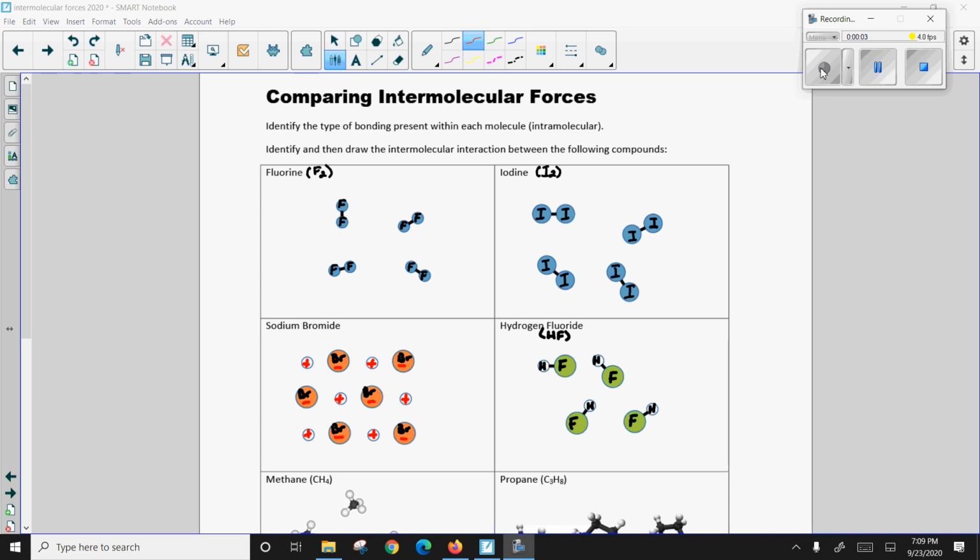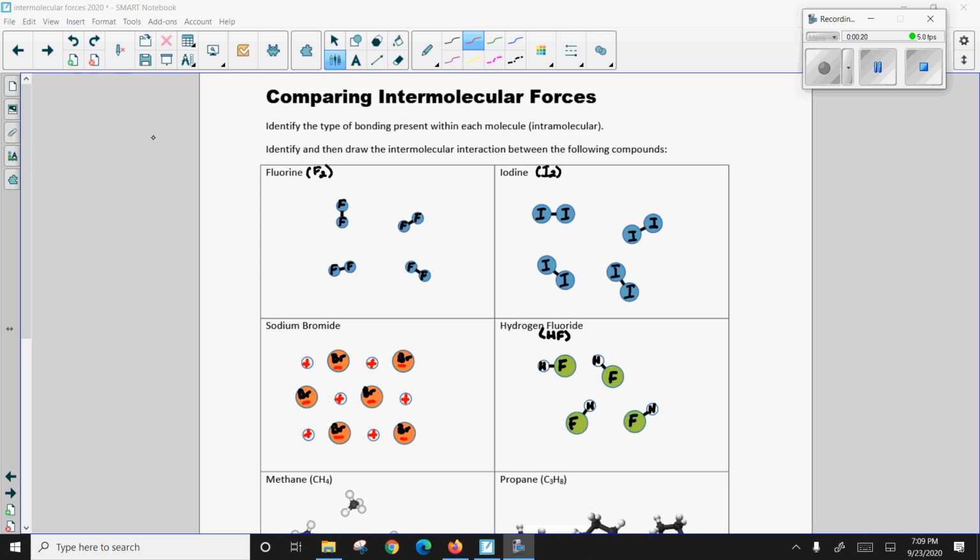Hey everyone, in this video we're going to be looking at this intermolecular force worksheet. What I did over here was write down the chemical formula for each of these compounds. I also wrote down the name of the atom that's involved down here as well.